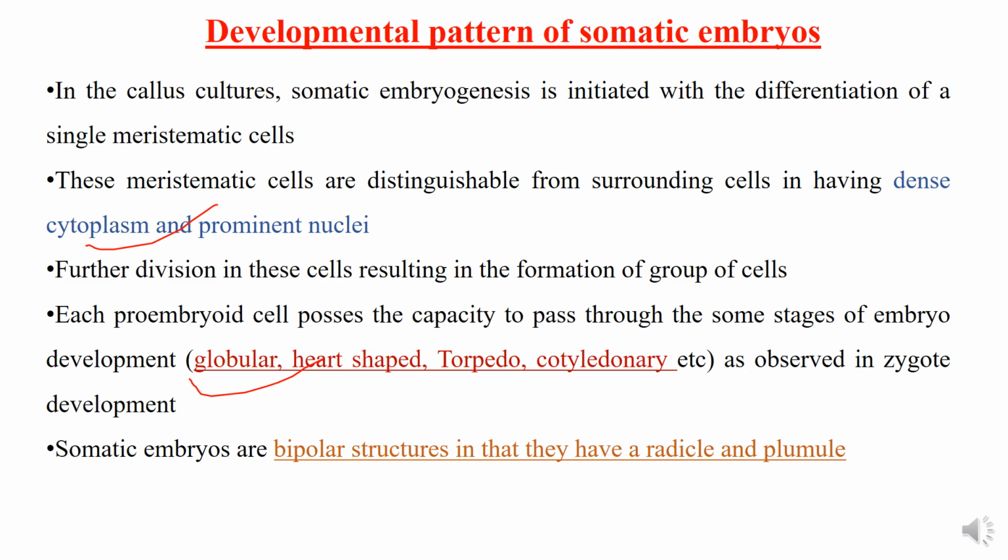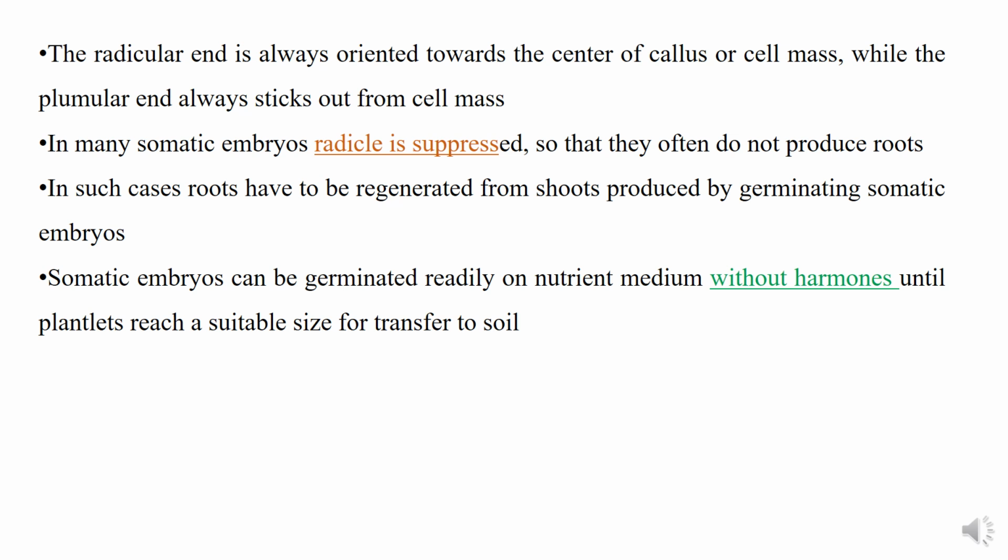And somatic embryos are bipolar structures. They have both radicle and plumule, and the radicular end always orients towards the center of the callus or cell mass, whereas the plumular end always sticks out from the cell mass, because the plumular end will grow in an upward direction, whereas the radicular end will stick to the center of the callus and go in a downward direction. In many cases of somatic embryogenesis, the radicle is suppressed. In such cases we have to initiate radicle formation.